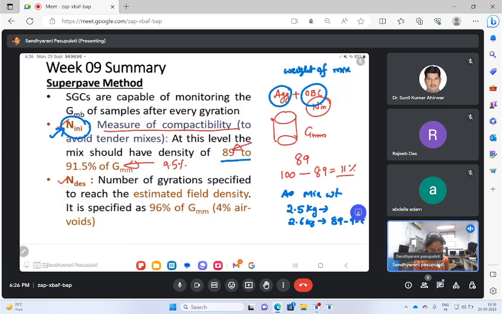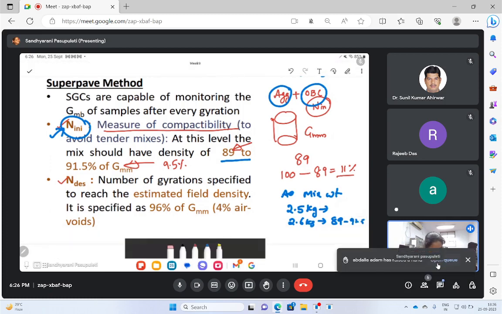So what is the main criteria in our Marshall mix design also? 4% of air voids. So this 4% of air voids implies 96% of GMM. That means after laying the pavement, if you wait for a particular number of years, let us say 5-6 years, the initial mix I have placed in the field will get compacted. Then we expect that the pavement would have 4% of air voids.